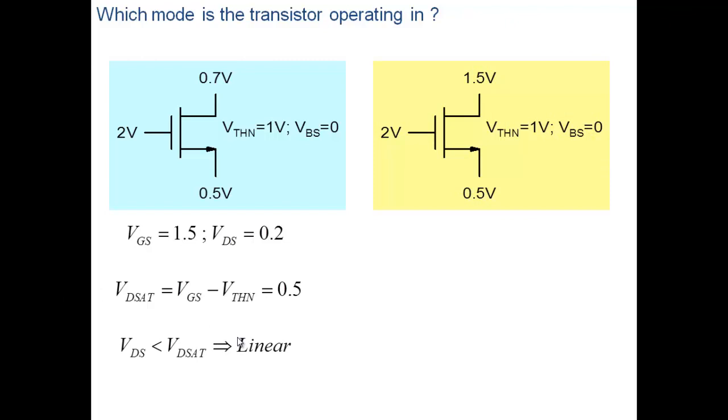This one? Right, saturation. If I take a MOSFET and short its gate and drain, imagine if I short gate and drain, this would become 2. So what would it be? Saturation. A gate-drain shorted MOSFET is always in saturation.